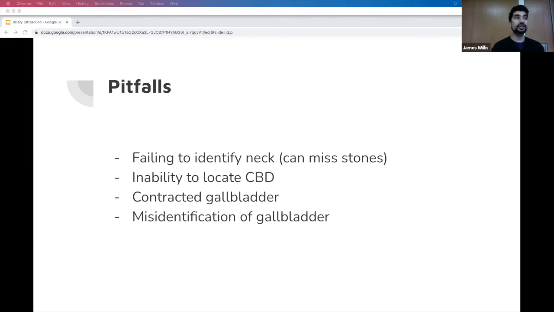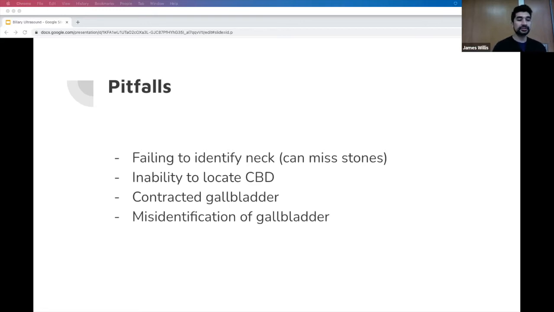A contracted gallbladder also makes it a little bit more difficult to find, in that one, it's a lot smaller, so it's more difficult to find. But two, when you have a contracted gallbladder, it can give you a false positive gallbladder wall thickening. This generally happens because the layers of the gallbladder wall are basically layering up on themselves. So if you see 3 layers, that's not considered pathologic thickening.